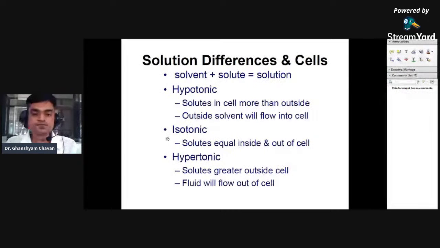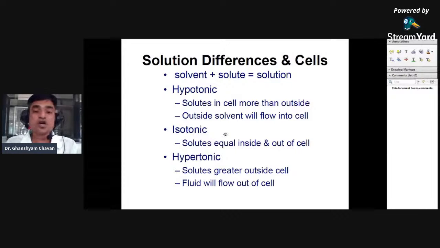Next is isotonic solutions. Isotonic means they have the same tonicity, the same concentration gradient as our body fluids, for example blood or other body fluids. So solutes are equal inside and outside the cell. That's why whatever saline solution or injectables are going to be instilled into our body are isotonic solutions.